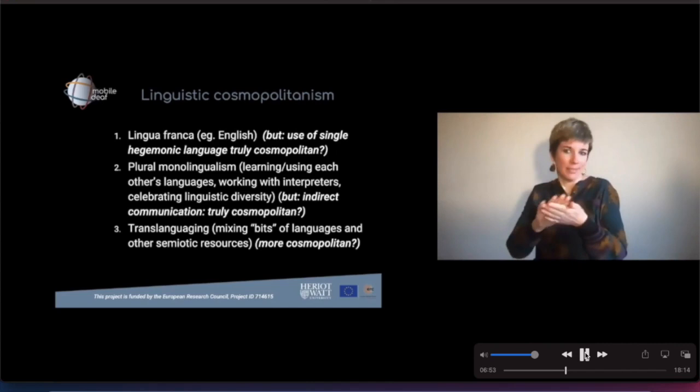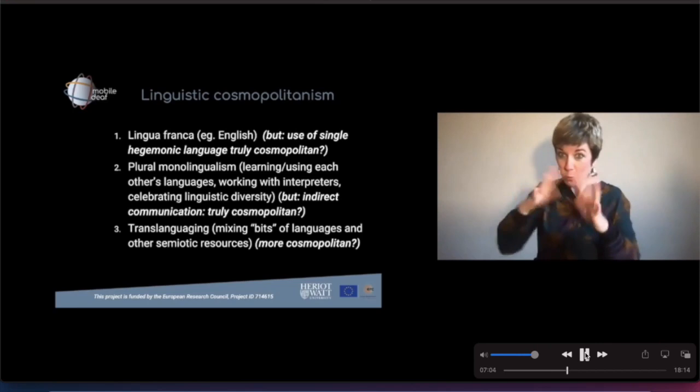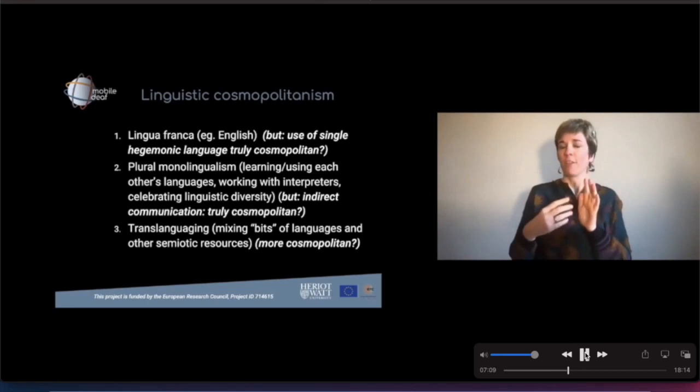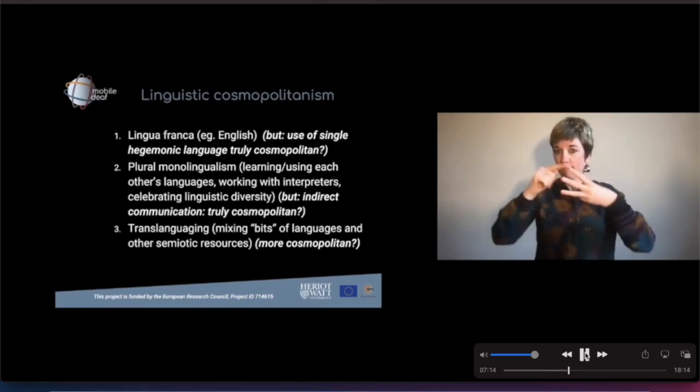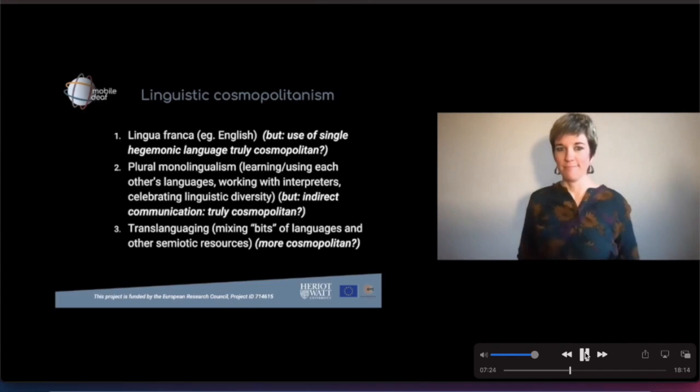And the third of these is translanguaging, which means mixing different bits of languages together and other semiotic resources in order to communicate. So does this calibration really mean more cosmopolitanism? So let's look at some examples that we have from Erin's data and my data in order to illustrate the first and the third of these. When we think of American Sign Language as a lingua franca, and we think of international sign as translanguaging when we think about the deaf community and their worlds.